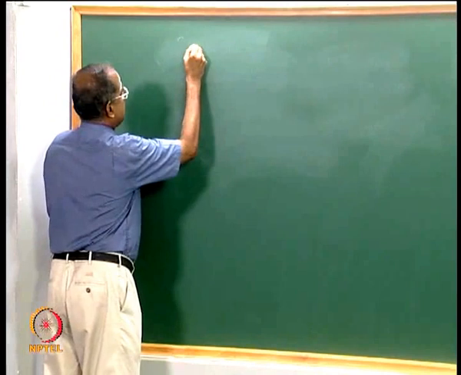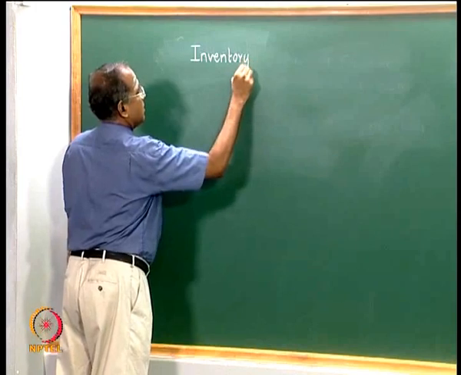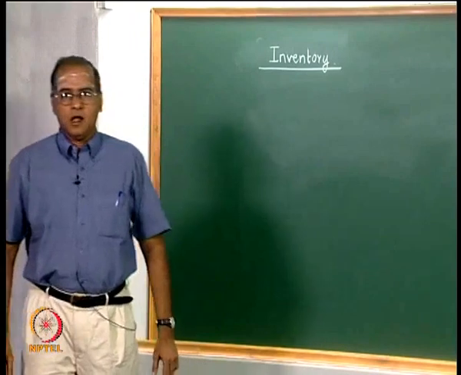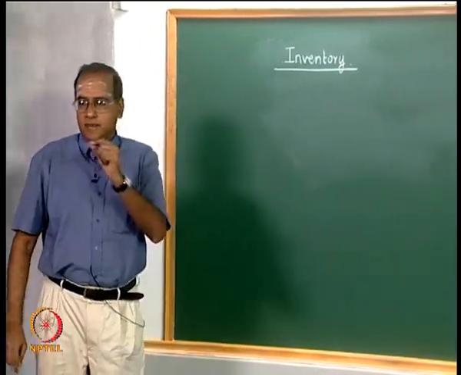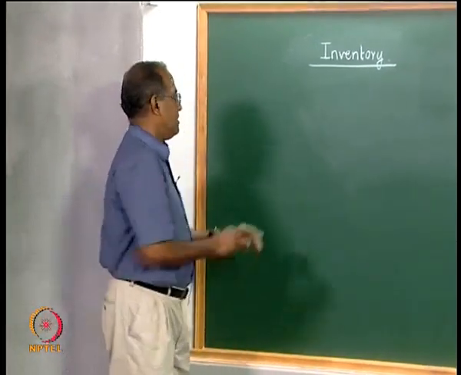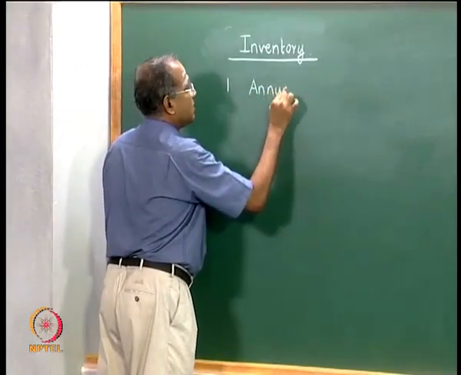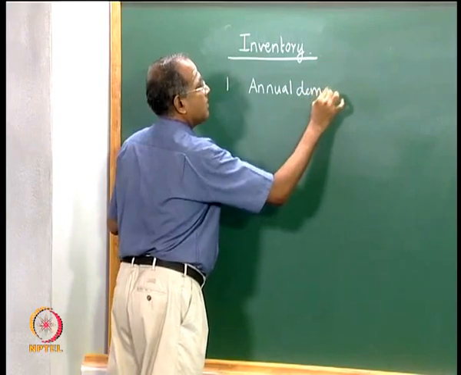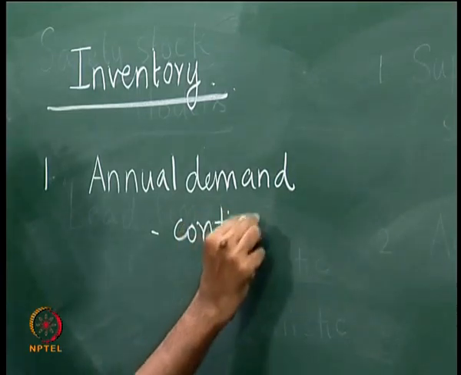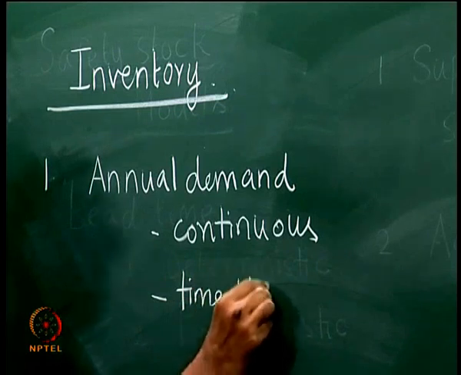Now, let us go back to basic inventory problems. Now, in the basic inventory model, we have looked at two types of demands. We first looked at a case where annual demand is given, annual demand is continuous or demand is continuous, and we looked at a case where demand is time varying.